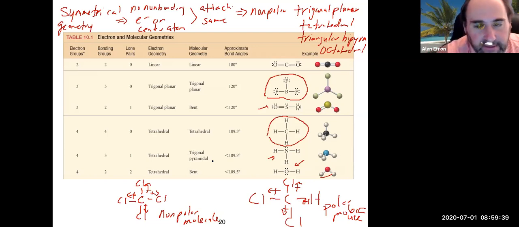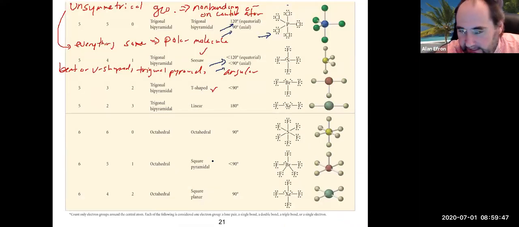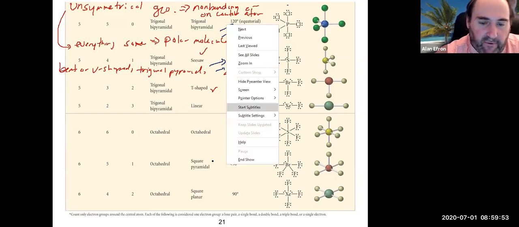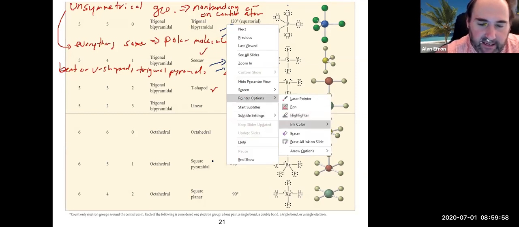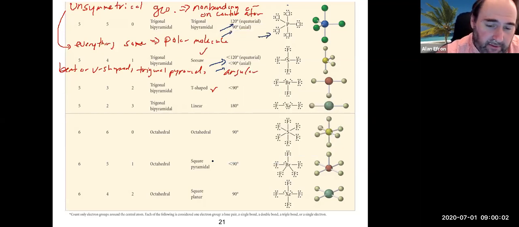Now, there are really two exceptions to that sort of dots on the central atom. We could probably see it here if I didn't scribble over it. I don't think I did, so I think we're good. So the two exceptions are where you could have dots on the central atom and the molecule actually be nonpolar. The first exception is actually right here.